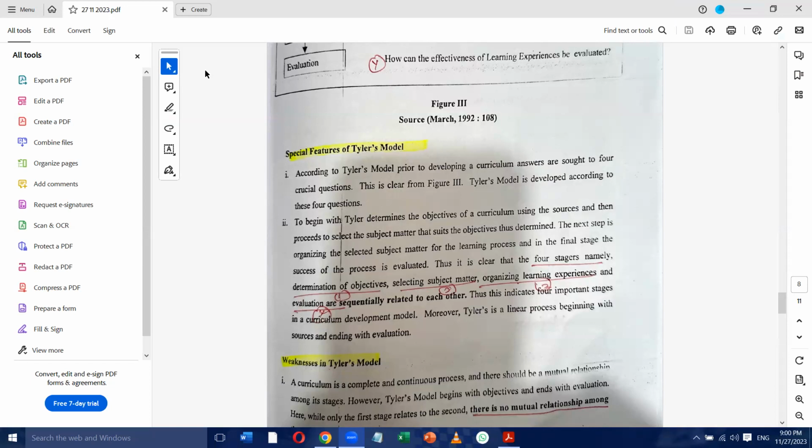learning experience. Both of them come under planning. In the next step, organizing learning experience, we organize the course content and the learning experience. There we can use our reflection, on how you deliver the lesson.